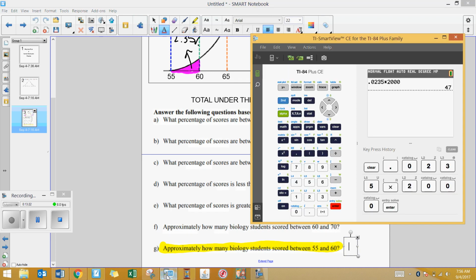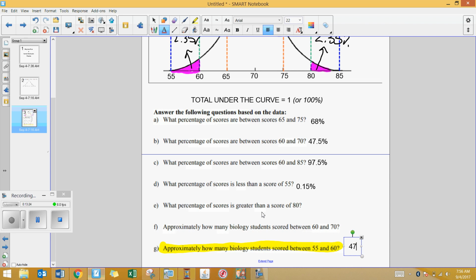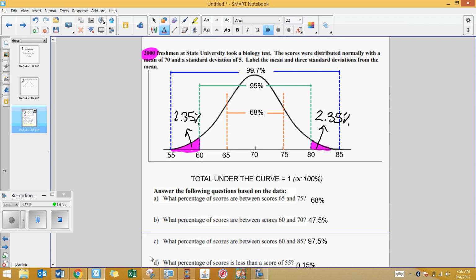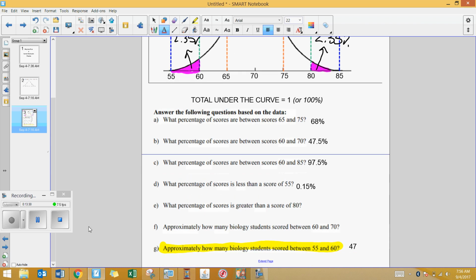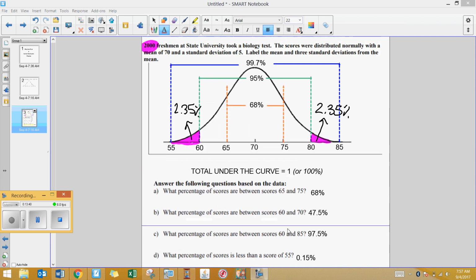Okay, 47 students scored between 55 and 60. Question F looks really similar to that one, so we're going to go ahead and move on to that one next. Approximately how many biology students scored between 60 and 70?